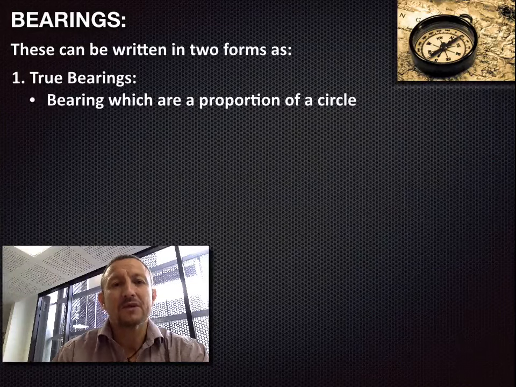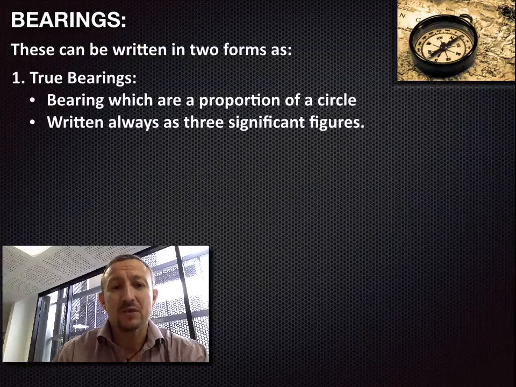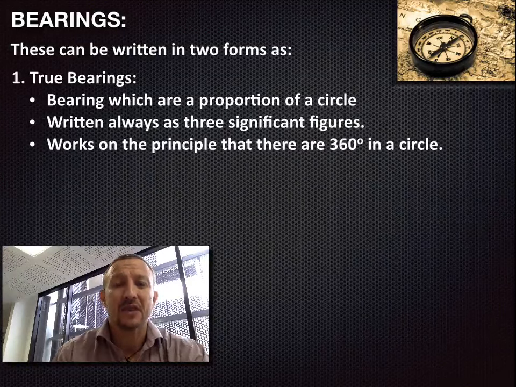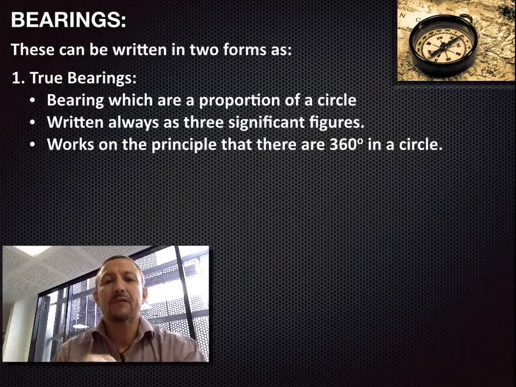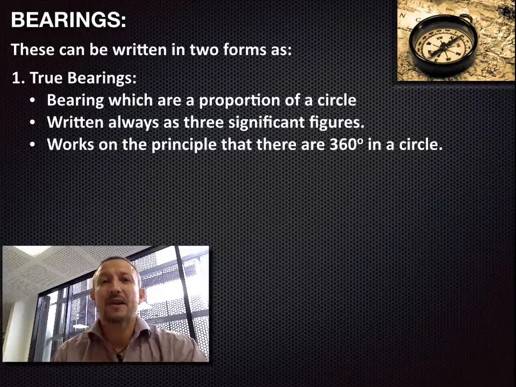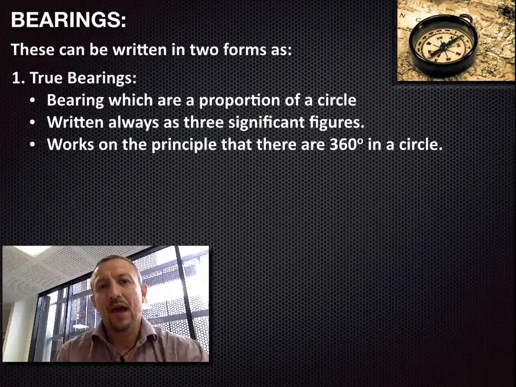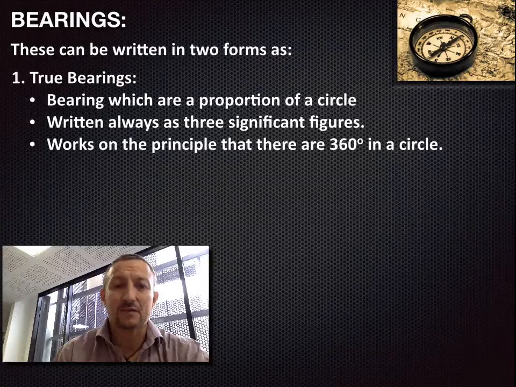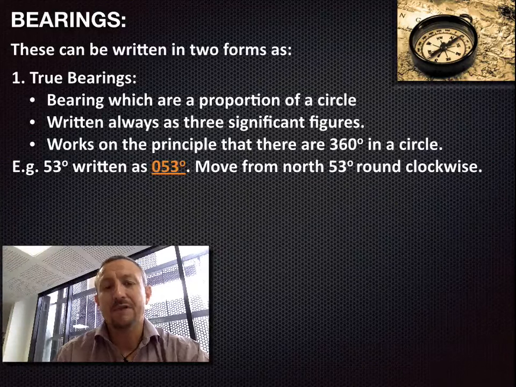Now a true bearing works on the idea that we're looking at a proportion of a circle. It's measured using three significant figures and uses the idea that a circle has 360 degrees. 0 starts at north and then we move 360 degrees, which will take us straight back to where we're facing. So we would write our angle that we move through from north in three significant figures based on that 360 degree circle. So for example, 53 degrees would be written as 053 degrees.